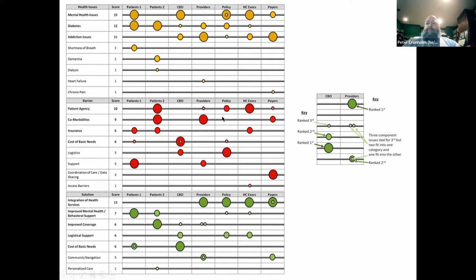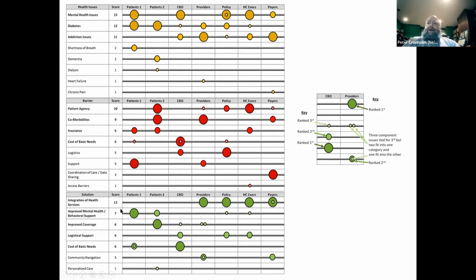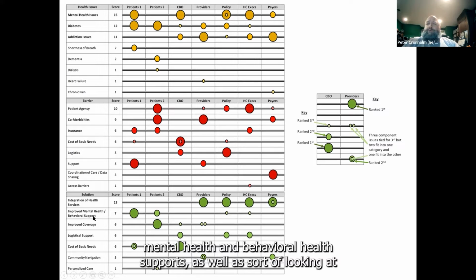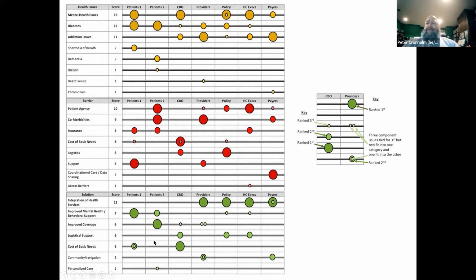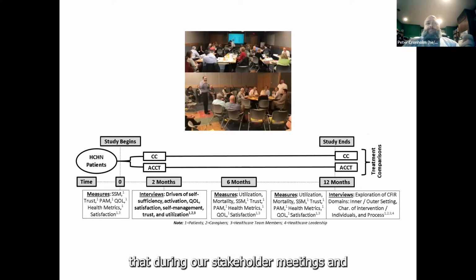And we see that all of the healthcare groups really highly prioritized integration of services, and that patients and community-based organizations tended to be more focused on mental health and behavioral health supports, as well as improved coverage and covering basic needs. And so, I would say that this was our group during our stakeholder meetings. And so this was a journey towards consensus.